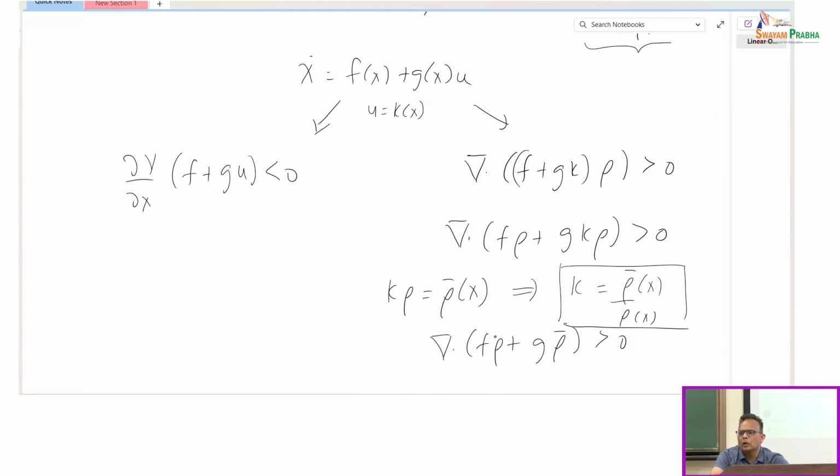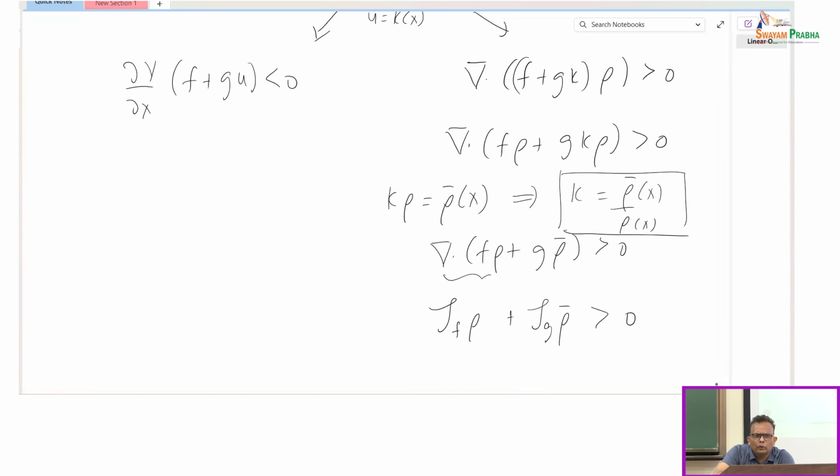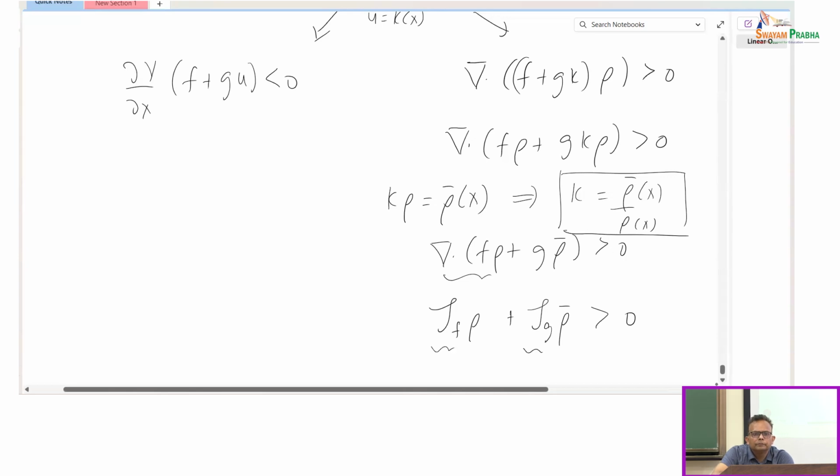So you can solve this problem now convexly. The stabilization problem can be solved convexly. And now each of these, if you think about this term, this is the Perron-Frobenius generator for the F. This is the Perron-Frobenius generator for the G, rho bar bigger than 0. So we can parameterize the rho and rho bar with some basis functions, which are used in the approximation of this operator and this operator, and try to find the rho and rho bar.